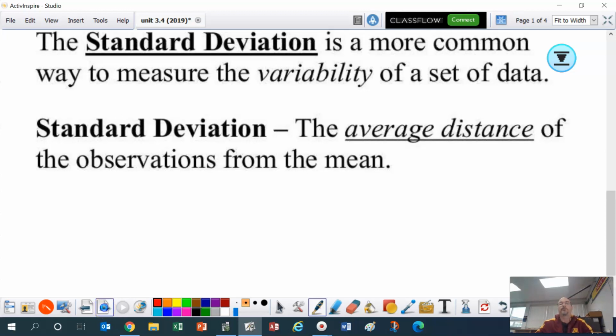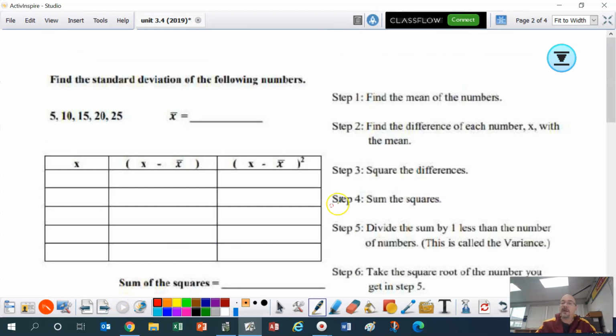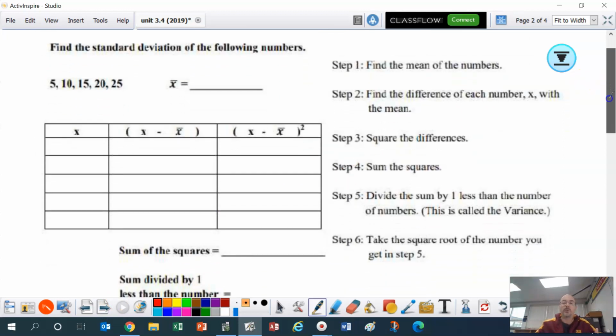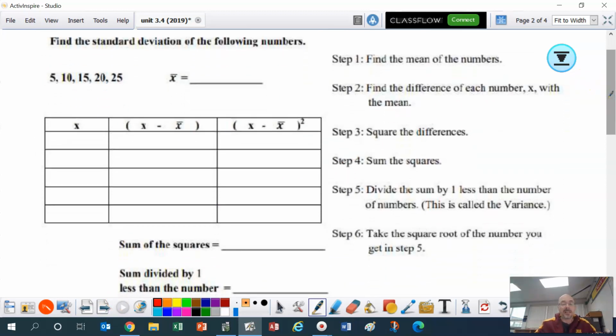All right, here we go. And please have this written down in your notes so that when you're doing your worksheet, and when we take the tests, you are able to do it successfully. Yes, you are going to have to do this on the test. So I made a real easy number set here. We're going to find the standard deviation.